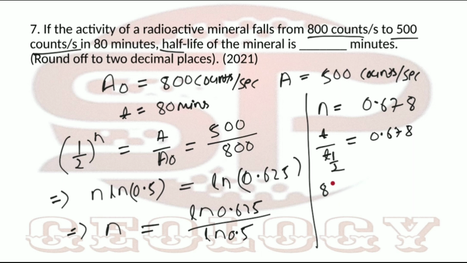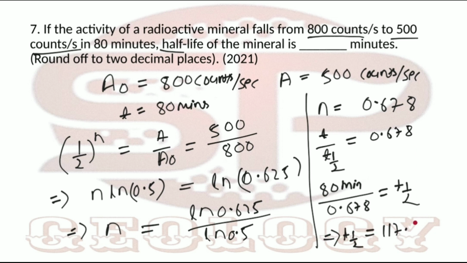So t is given as 80 minutes, divided by 0.678, will be your t half. So t half will be 117.994. We have to round up to two decimals. It will be 118. This much minutes.